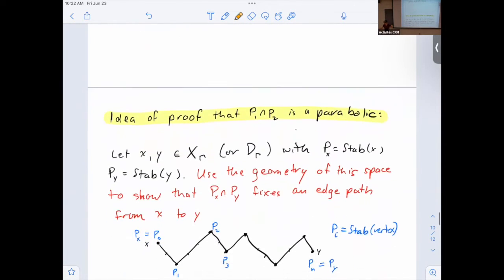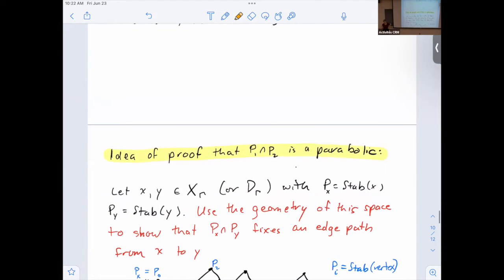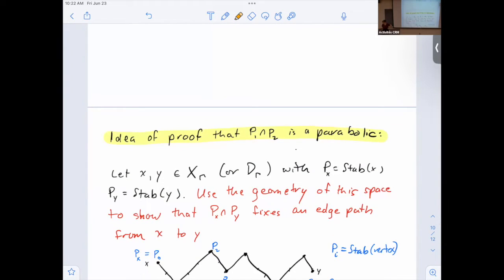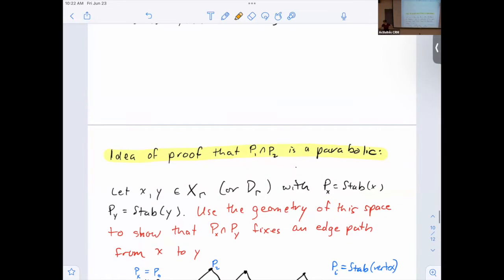Okay, so let me just, this won't be a complete proof, but just give you some idea of what kind of arguments go into something like this. I'm going to work with the Artin complex, but there's similar arguments for the Deligne complex. So it turns out, okay, so I'm using the Artin complex.